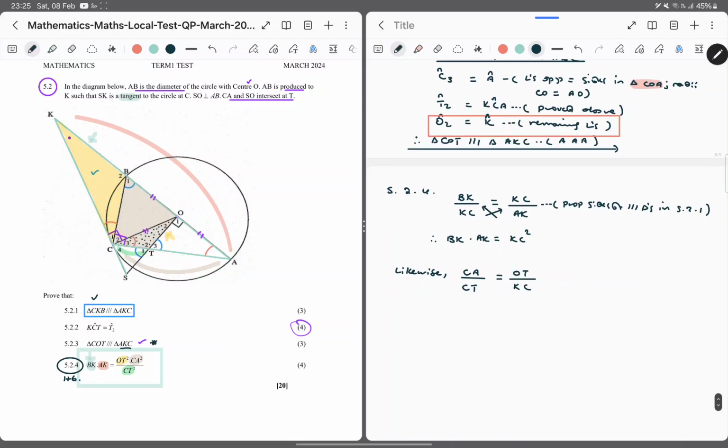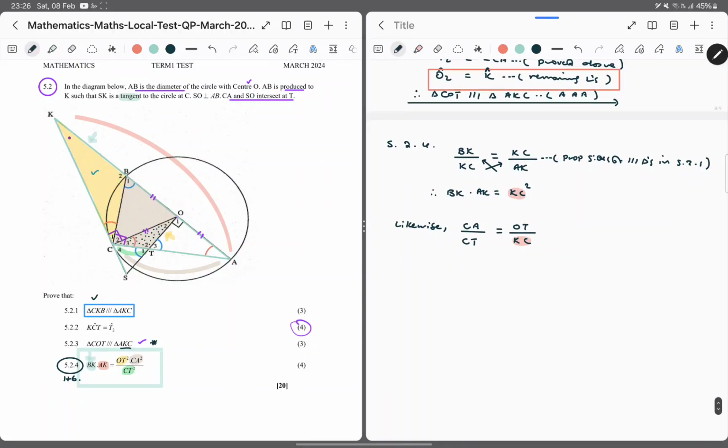All right, guys, so this is good. So we can clearly see KC is common, right? So we can make KC the subject. Can you see? You let the thing lead you. Of course, we're going to say these are the proportional sides of similar triangles in 5.2.3. We don't want to stress. So we want to isolate KC.